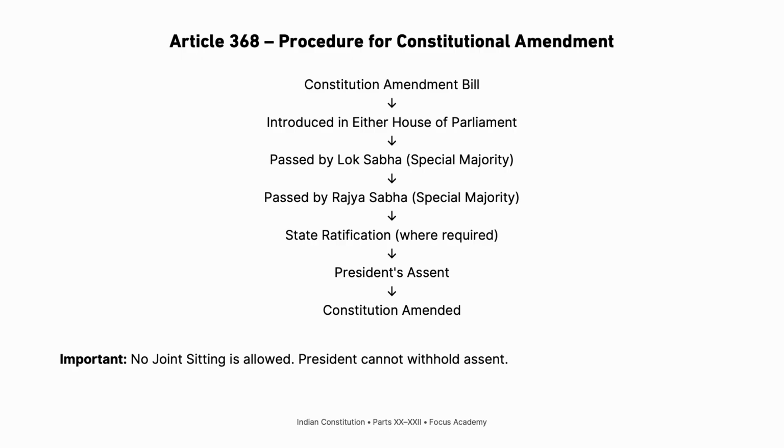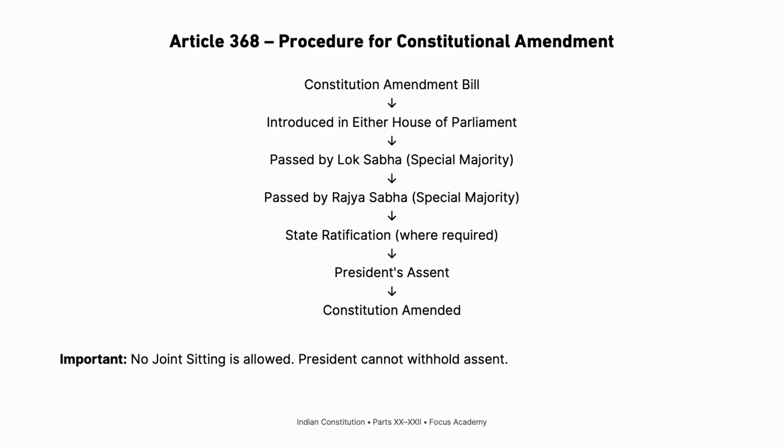Okay, how many states do we have here in India? We have 28 states. Okay, so at least 14 of them need to say yes. Right? 14 of them need to say yes. So that's 14 states need to say yes with a simple majority. Okay, that's called state ratification. Now, once the state ratification is done, it is sent to the President for his assent.